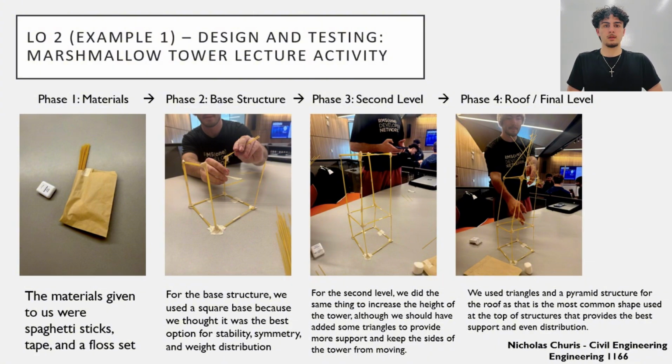And then for the final level, we added a triangle because triangles for roof structures add the most stability and are the best and most common shape. In the end, we probably should have focused more on trying to increase the height of the tower and offered more stability, because our tower towards the end was leaning and it didn't hold up in the final stages.